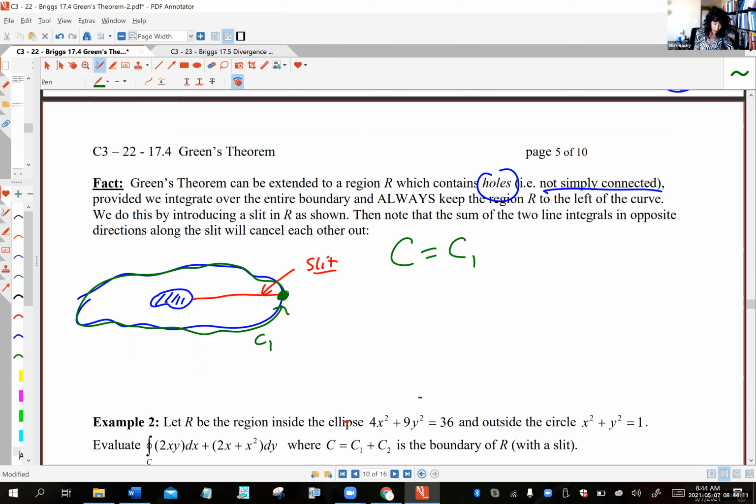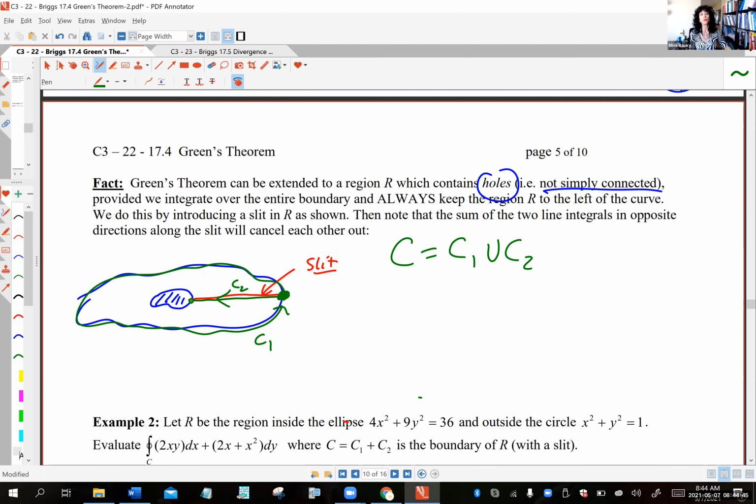So your overall curve is going to be a combination of curves, C1. Then once you hit the original starting point, you're going to move inward towards your hole along the slit. We'll call that portion of the journey C2. So that little curve going along the slit is C2. Now, once we hit the hole, you have to go around the boundary of the hole, because part of Green's is you have to cover all the boundaries. If it's simply connected, it only has one boundary, the outer boundary. But if you got a hole, you got to worry about going around the boundary of the hole.